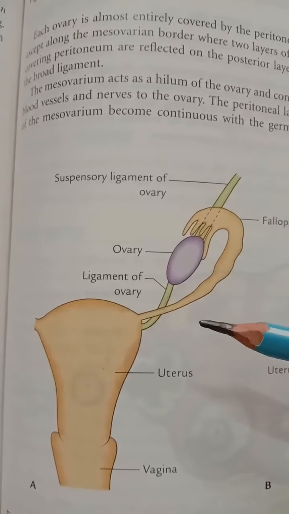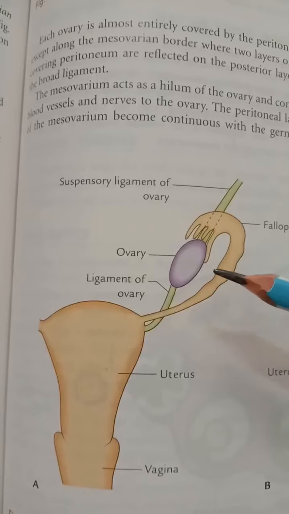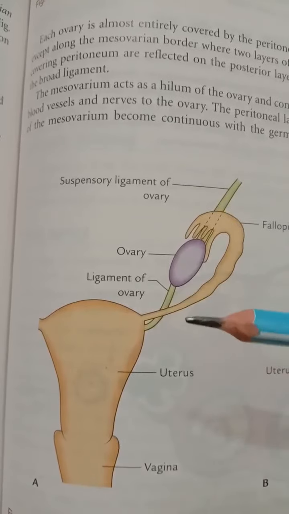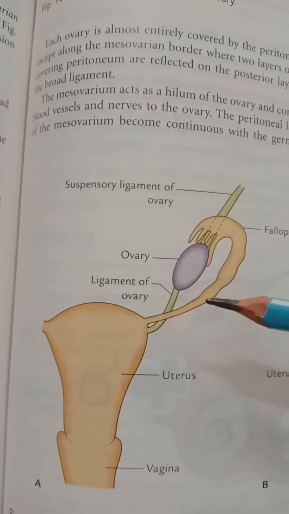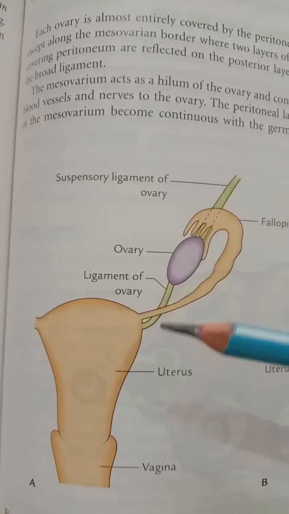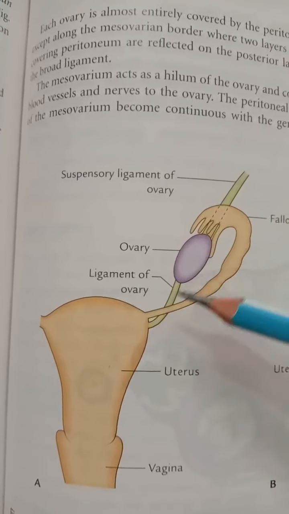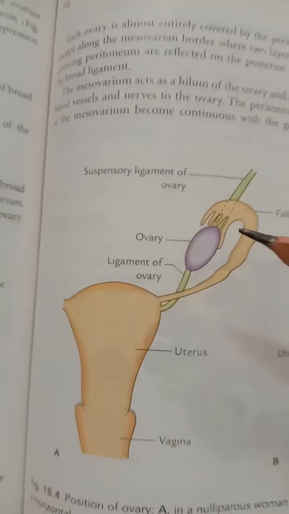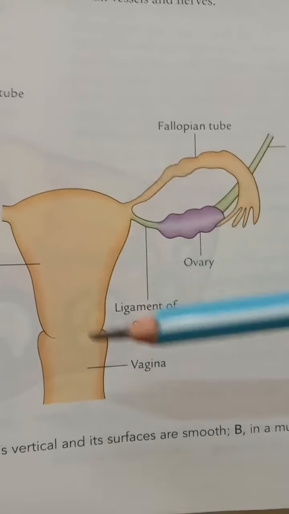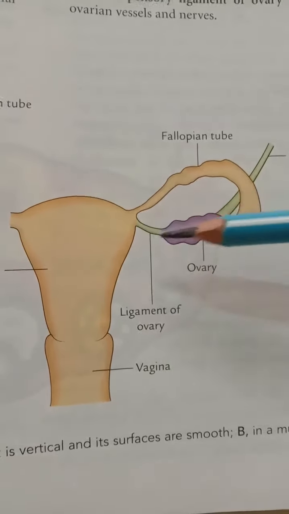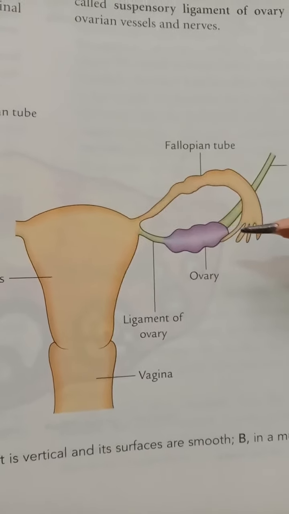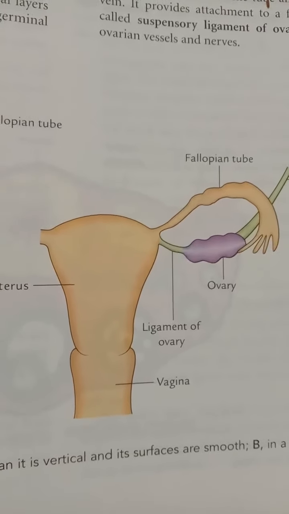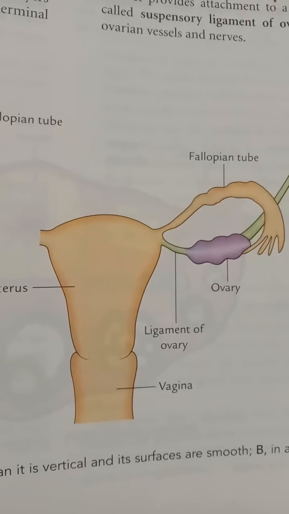Then the position of the ovary. The position of the ovary is variable in nulliparous and multiparous females. Nulliparous female means they have no child, and multiparous means having a child. In the nulliparous female, the long axis is nearly vertical. Here you can see the normal position in the nulliparous female. In the multiparous, in this diagram you can see the long axis goes horizontally, that is, the upper pole goes laterally and the lower pole goes medially.